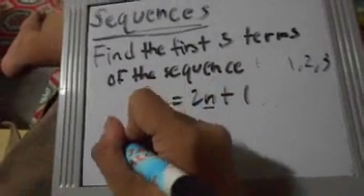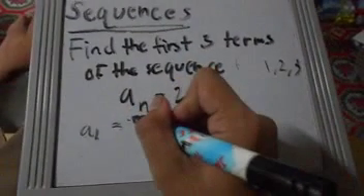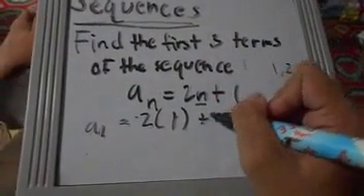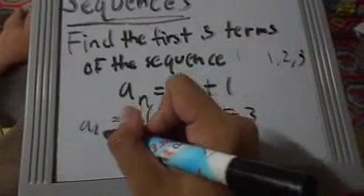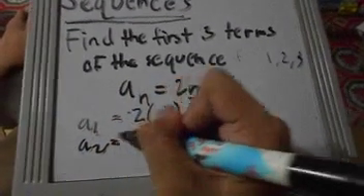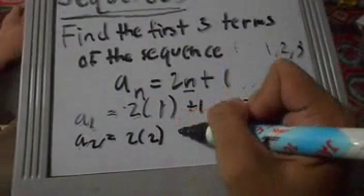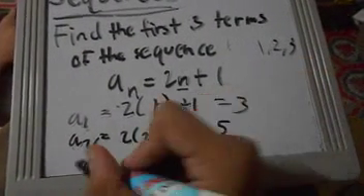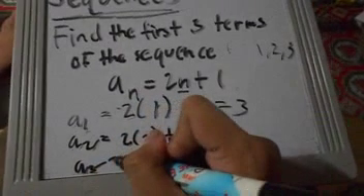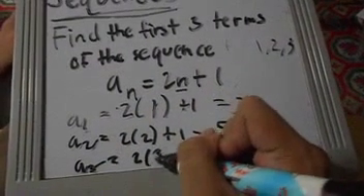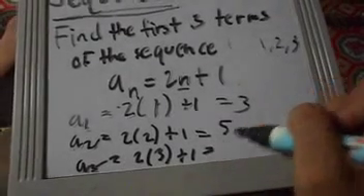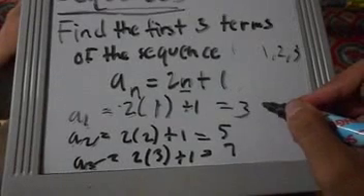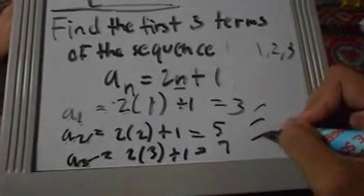That's a sub 1 equals 2 times 1 plus 1 equals 3. A sub 2 equals 2 times 2 plus 1 equals 5. And a sub 3 equals 2 times 3 plus 1 equals 7. Therefore, the first three terms of the sequence are 3, 5, and 7.